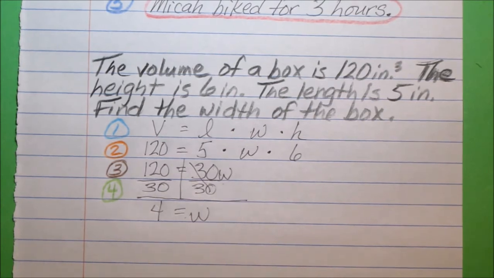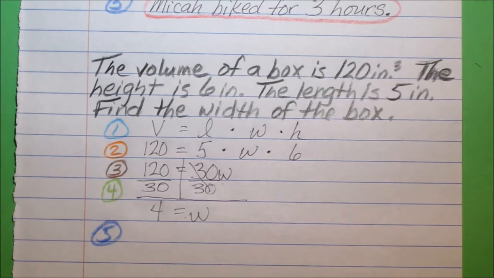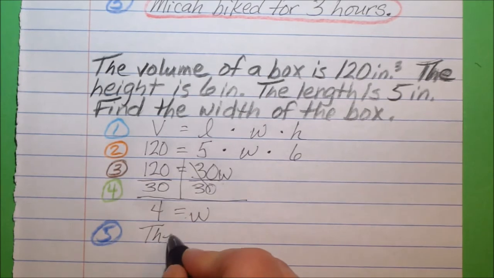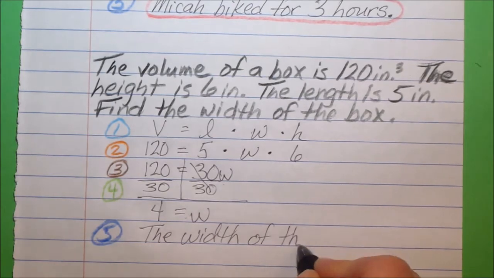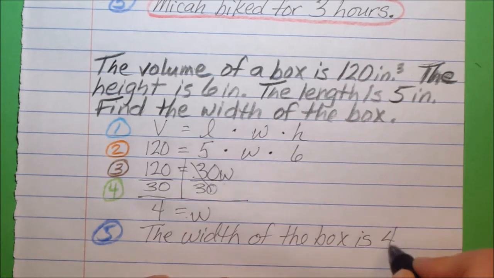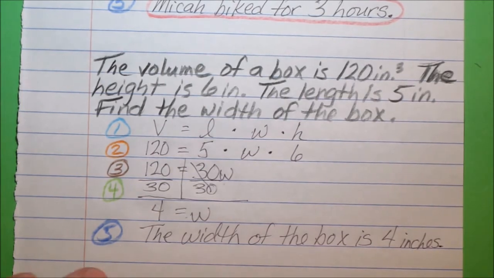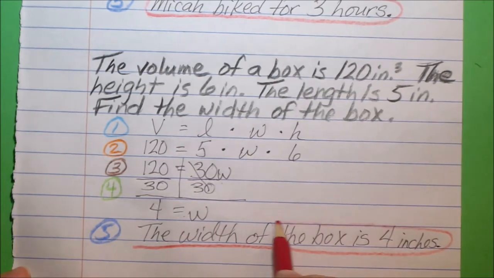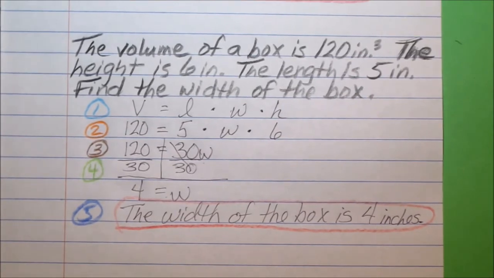Okay, so then number 5, our last step here, is to write our answer sentence. So what's it asking us? To find the width of the box. So our sentence should say, the width of the box is 4, and what were we dealing in? Inches. 4 inches. The width of the box is 4 inches. All right, so we'll circle that in red. That's our answer. So that's how we do the volume problem.